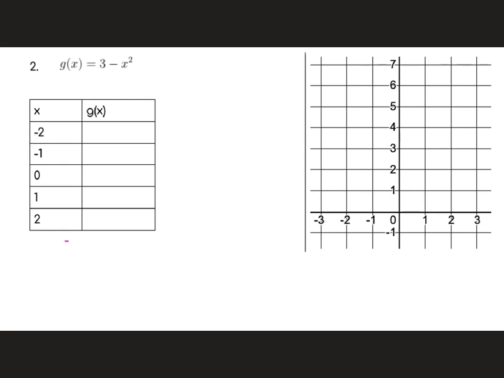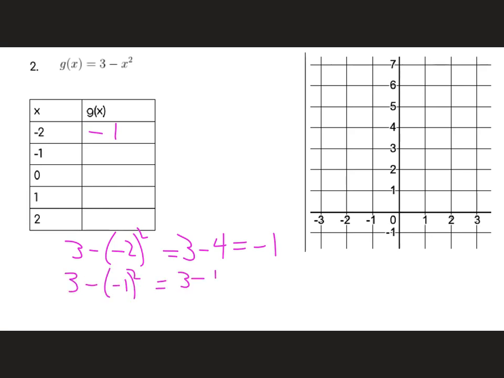So same idea here. We do 3 minus negative 2 squared. We have to do negative 2 squared first. So that's really 3 minus 4. 3 minus 4 is negative 1. Then we do 3 minus negative 1 squared. Negative 1 squared is 1, so it's 3 minus 1, which is 2.